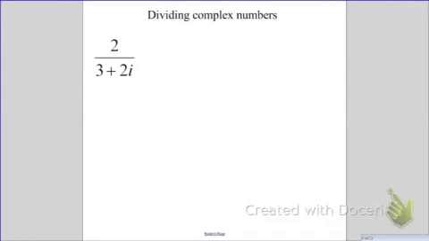So when we are dividing complex numbers like 2 over 3 plus 2i, the key is the conjugate. We don't want i's in the bottom. So we're going to multiply the top and the bottom by the conjugate. The conjugate of 3 plus 2i is 3 minus 2i. Make sure you treat this as parentheses though. What you do to the bottom, you also do to the top.